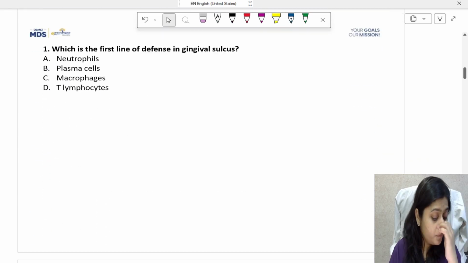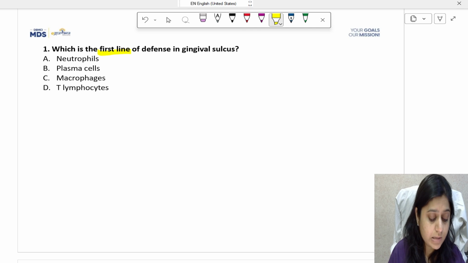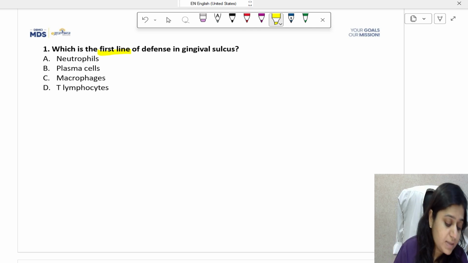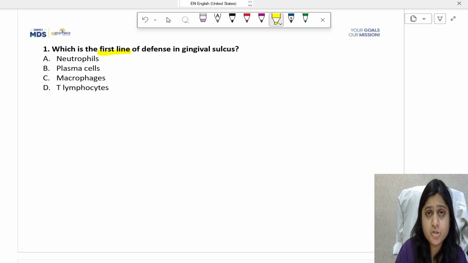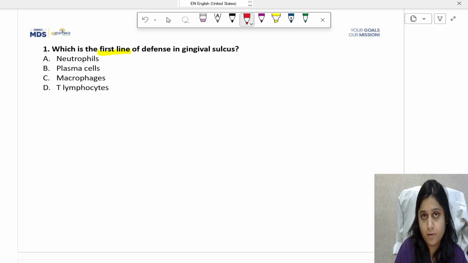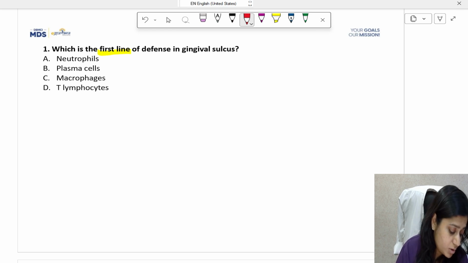The first question is, which is the first line of defense in gingival sulcus? The options are A, neutrophils, B, plasma cells, C, macrophages, and D, T lymphocytes. This is one of the most frequently repeated topics, and we get questions from it. The answer to this question is option A, which is neutrophils.